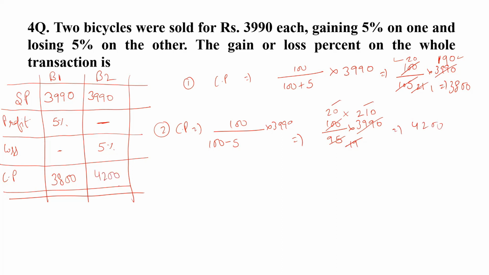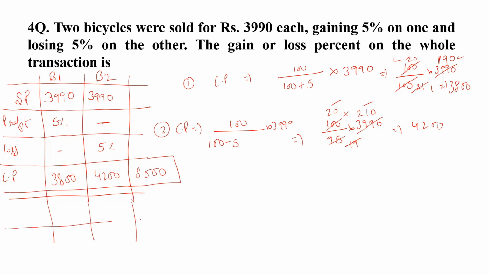So in this way, I have taught you how you can find the cost price of both the figures. And the total cost price, if we are trying to find that, that should be 3800 plus 4200, that should be 8000 in total. For the whole transaction, the cost price is 8000. Now we have to find gain or loss in whole of the transaction. That means we have to find the individual gain or losses.